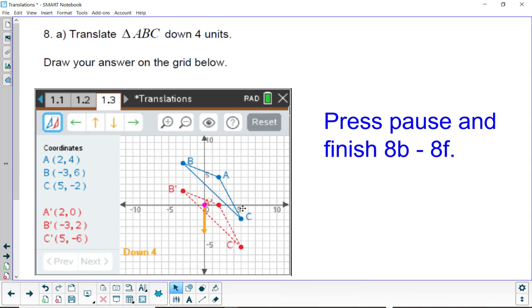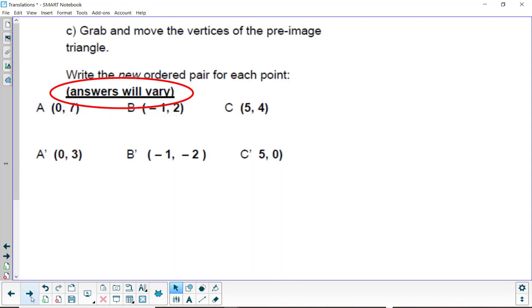So the answers for 8B are listed right here. You just have to write them down, in the process of writing them down and helping you to see the pattern that's going on here. For 8C, the answers will vary. These are just some numbers I got, but you wouldn't necessarily have the ones that I've got. So your answers will vary.